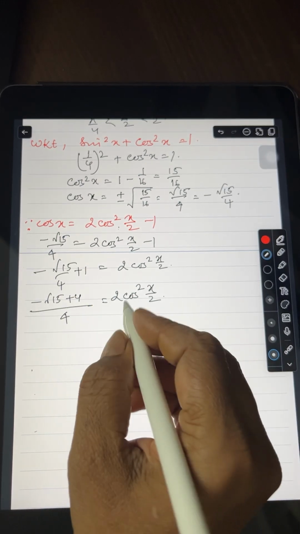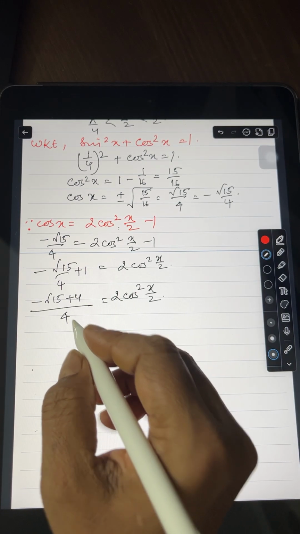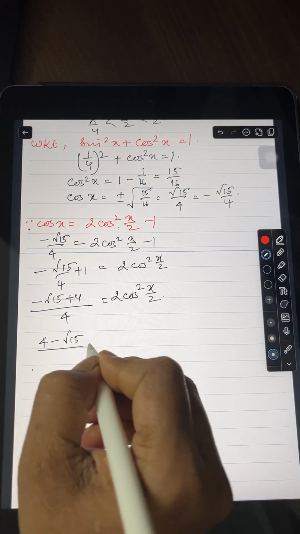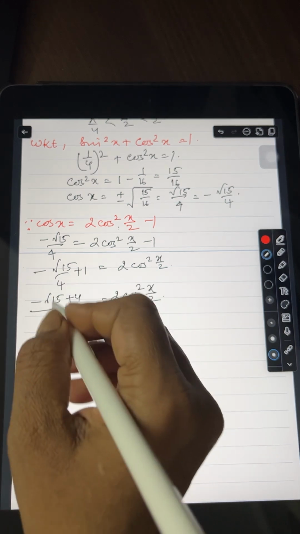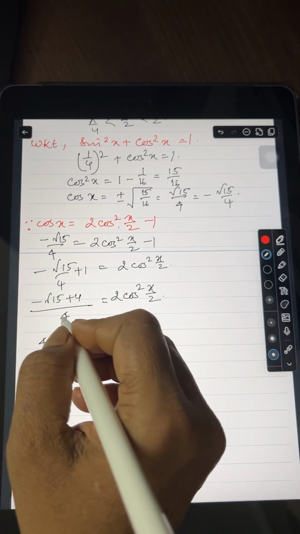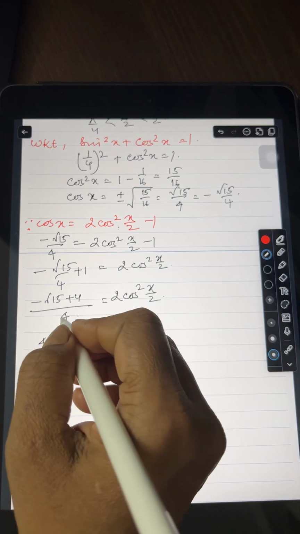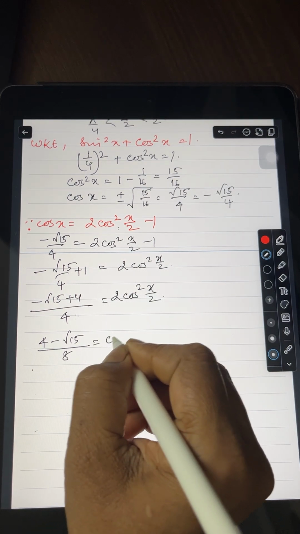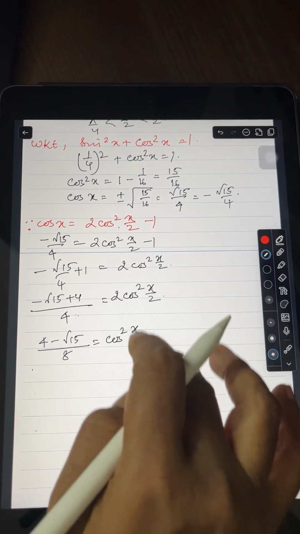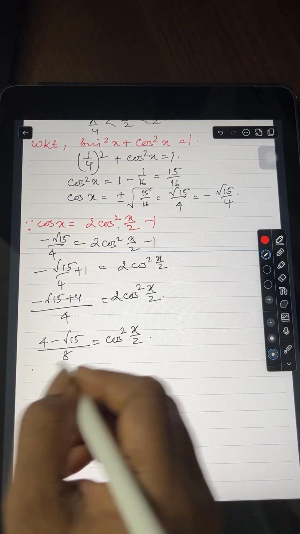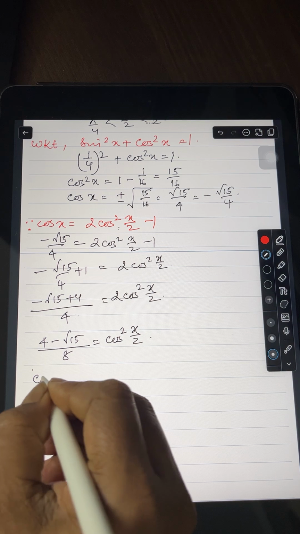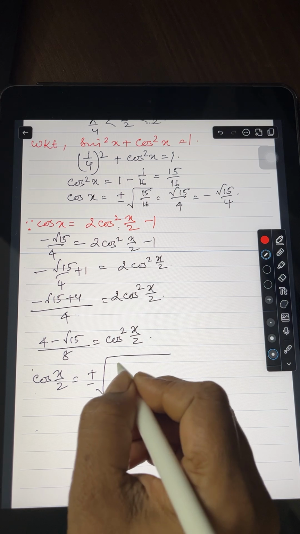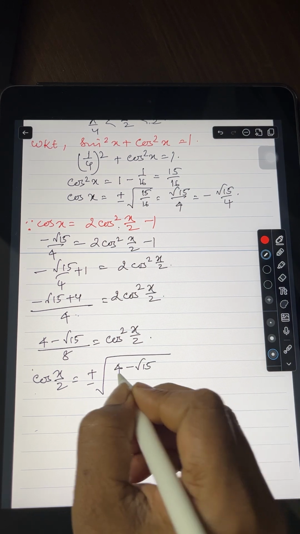Now what you can do is take this to the side, it becomes reciprocal. So I can interchange this. 4 minus root 15 I can write by... If 2 comes this side, then it becomes 1 by 2. So 4 into 2, it will come in the denominator. So it becomes 8 is equal to cos square x by 2. Now this cos square x by 2 is this. So what is cos x by 2? It is plus or minus root of 4 minus root 15 by 8.